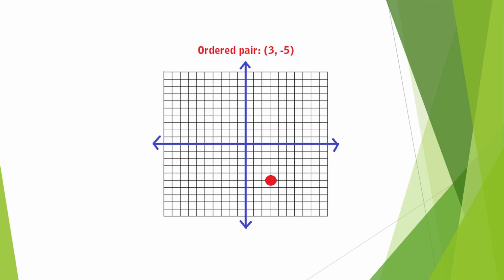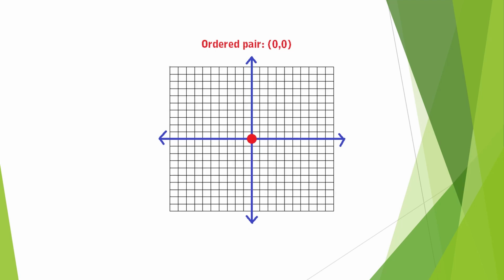In the ordered pair 3 and -5, this is on quadrant number 4. You have a positive abscissa and a negative ordinate. That is 3 units to the right for the x value and 5 units going down for your y value. So your point is in here on quadrant number 4.